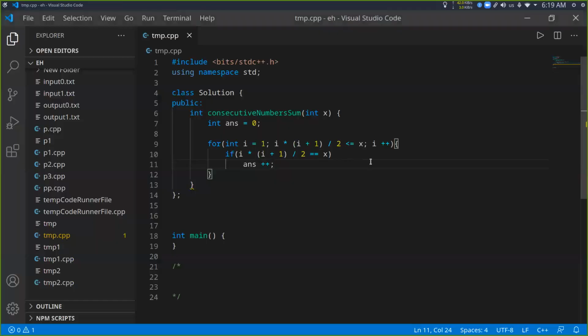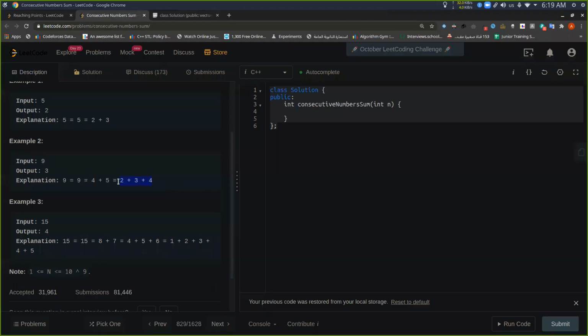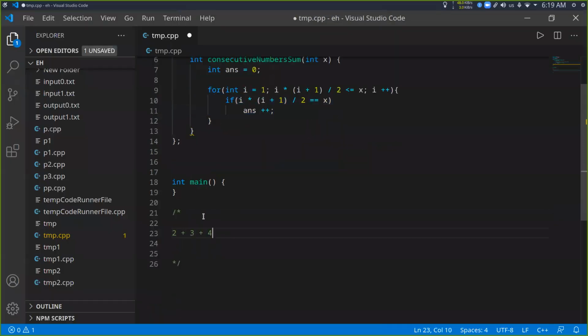So this should help us. Do you have an idea on how to transform, for example, 1 plus 2 plus 3 to 2 plus 3 plus 4?